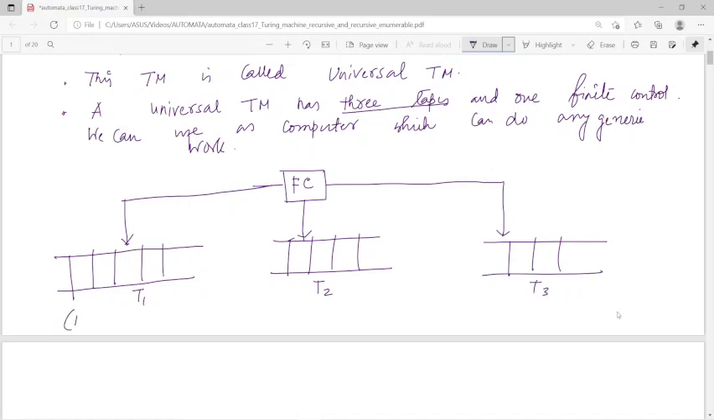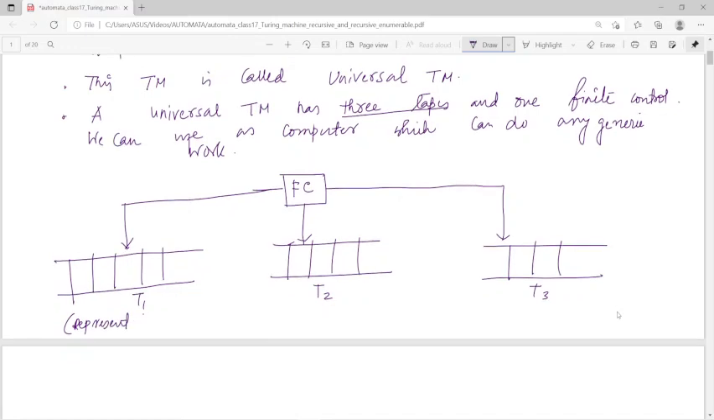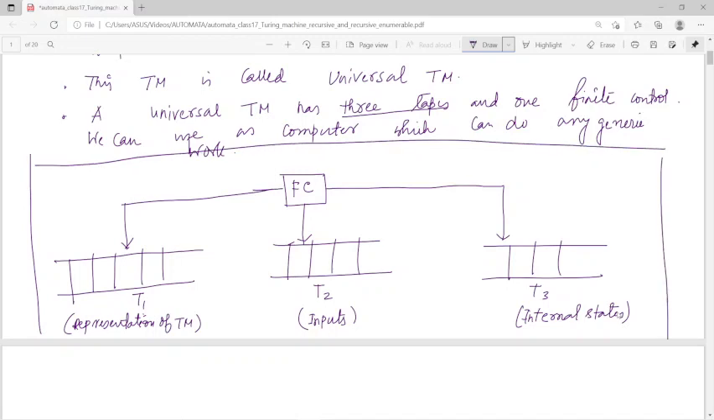This is the representation of a Turing machine. This is the corresponding inputs, and these are the internal states. This total is called the universal Turing machine, UTM.